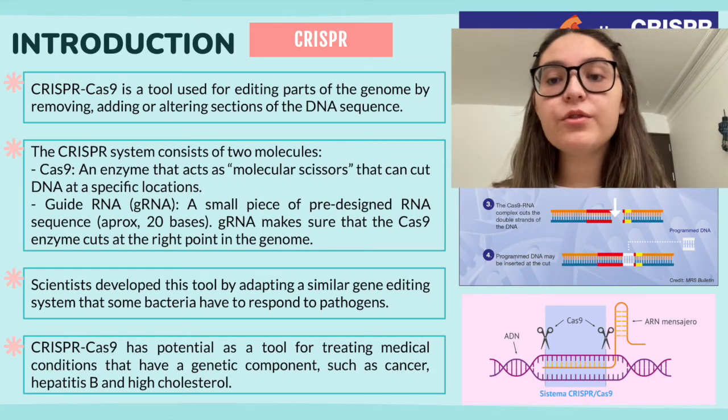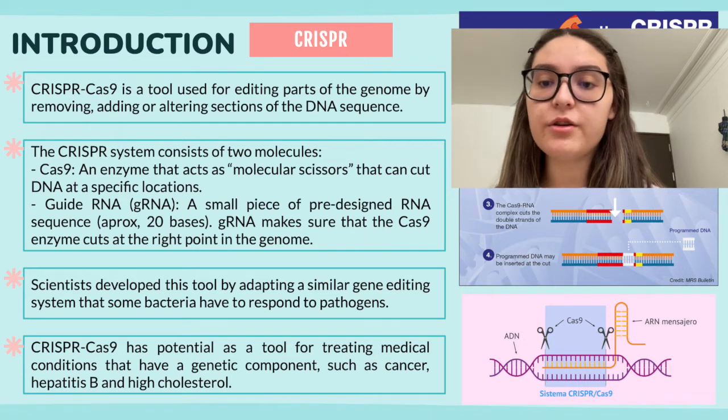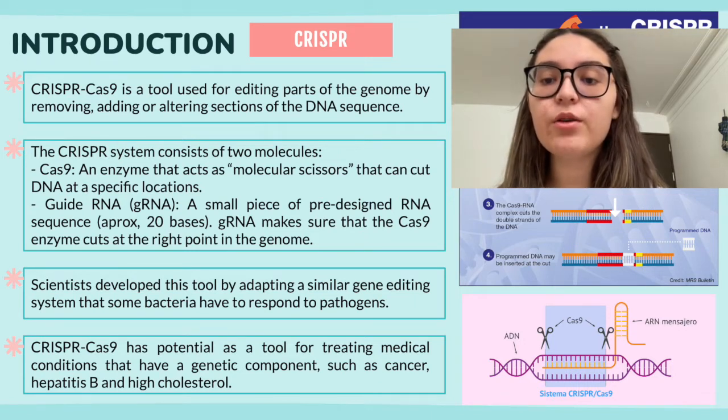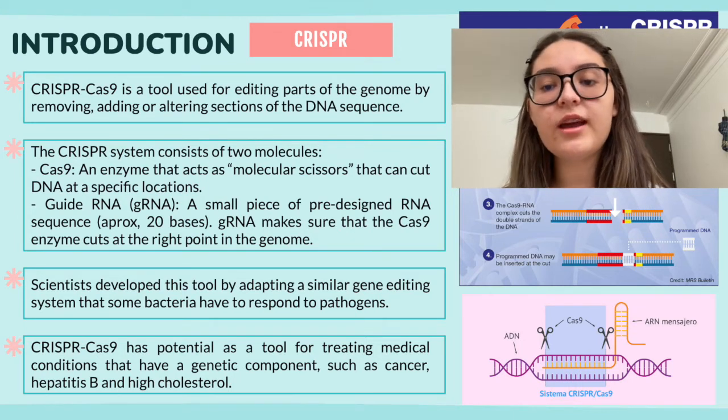CRISPR-Cas9 is a tool used for editing parts of the genome. It consists of 2 molecules, and scientists developed this tool by adapting a similar gene editing system that some bacteria use to respond to pathogens. CRISPR-Cas9 is a potential tool for treating medical conditions that have a genetic component.